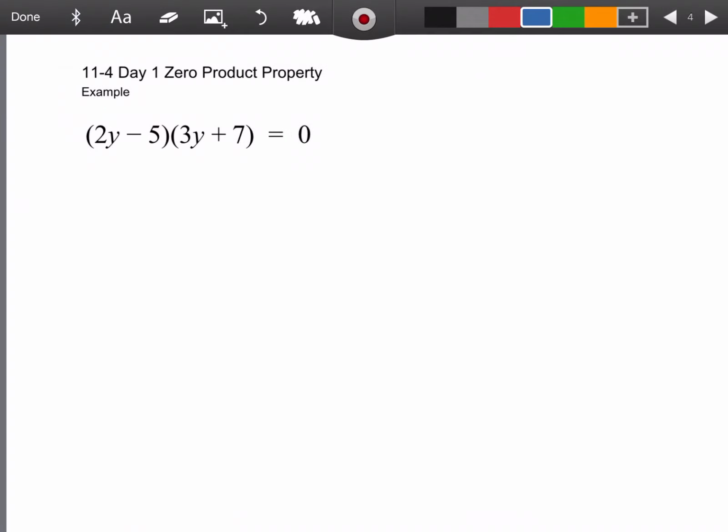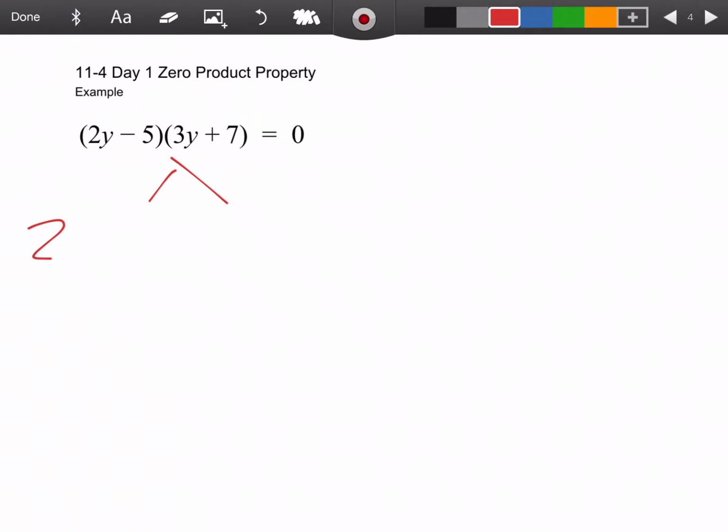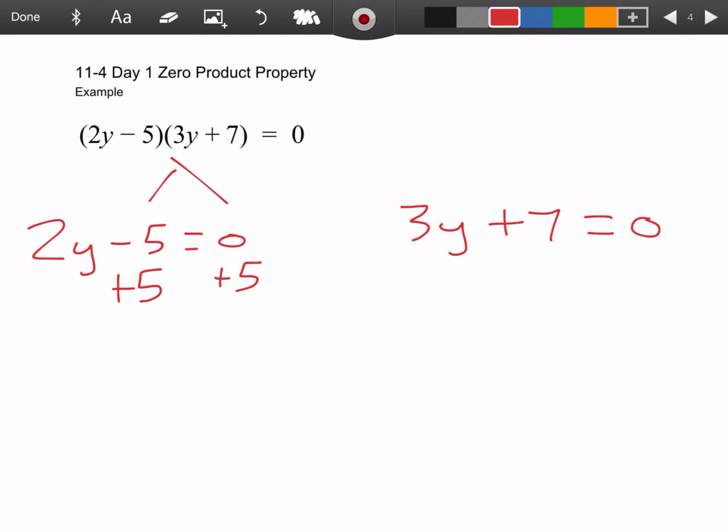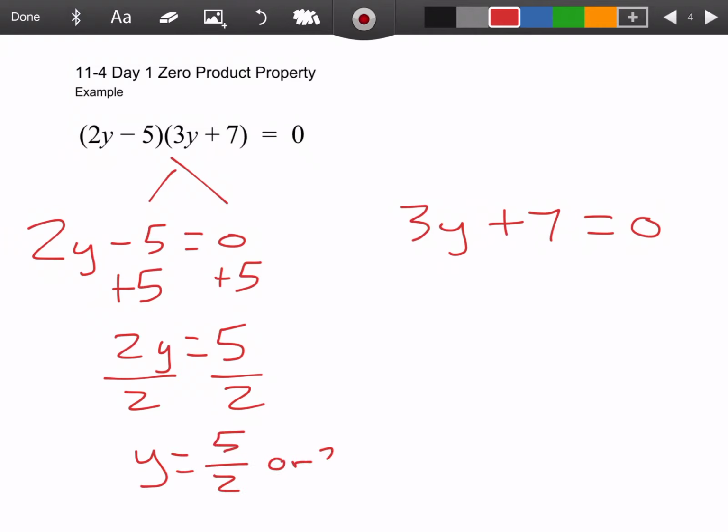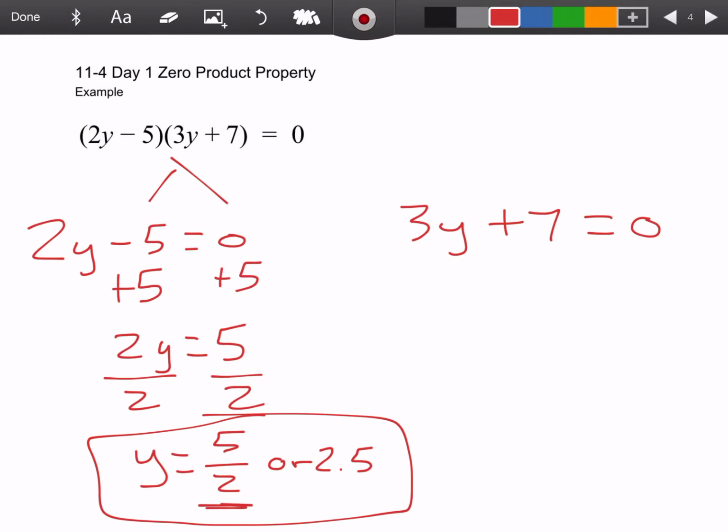Then we have one more example, a little bit more involved. Remember, we're going to split this up. We have 2y minus 5 equals 0, and we have 3y plus 7 equals 0. Here we just want to solve for y. We add 5, so we have 2y equals 5, and then we divide by 2. So y equals 5/2, or you could put it as 2.5. I believe in your assignment in Alex, it's going to want a fraction for that. So you have one answer there, y equals 2.5, or 5/2.